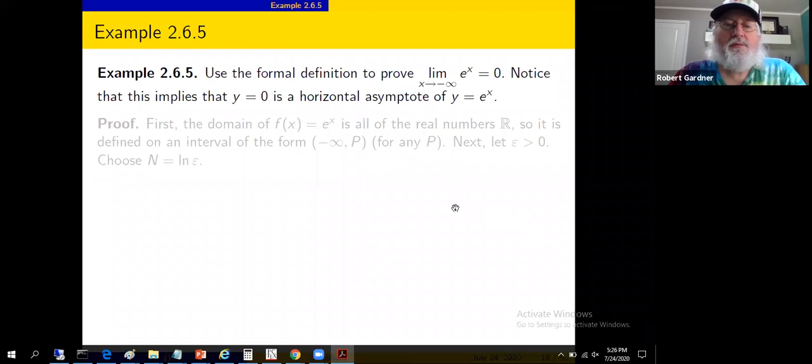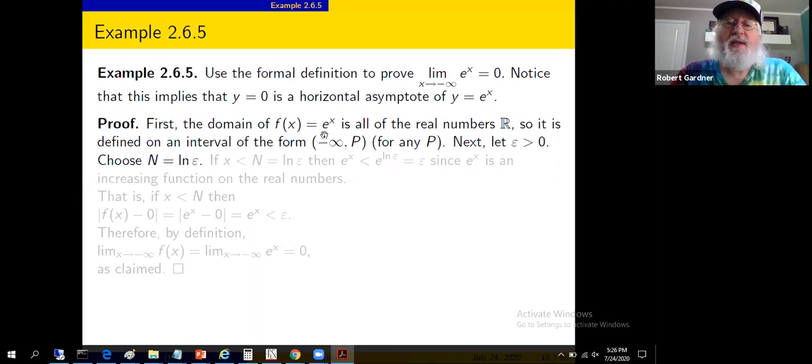And let's do another formal proof involving the exponential function, so I'm relying on your knowledge of the exponential function and what a graph looks like. Use the formal definition to prove the limit as x approaches negative infinity of e to the x equals 0. Limit 0, that means y equals 0 is a horizontal asymptote of the exponential function. You know what an exponential function looks like, so this shouldn't come as a surprise to you. And this only holds in the negative direction.